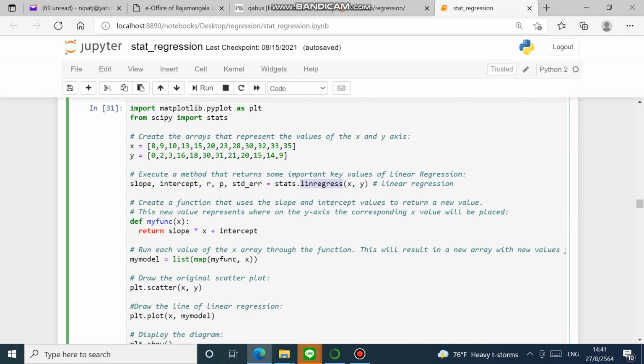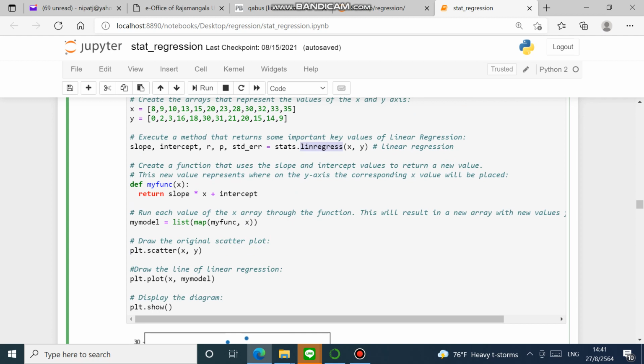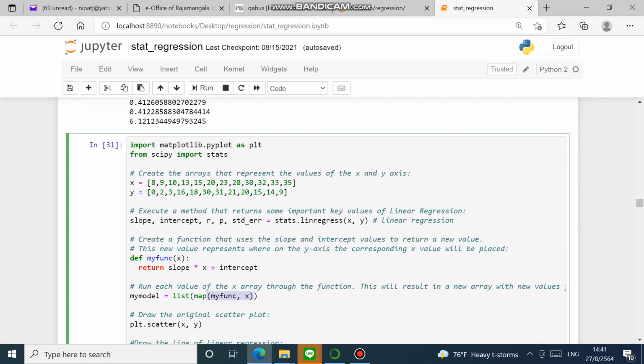by calling stats.linregress, linear regression, and you create a function. Now you know the slope values and the intercept, and we are going to map my function over x. It means you are going to run each value of the x array. We do the same thing. I give you this kind of problem as a different example to let you have experience with and become familiar with Python programming, especially linear regression code.